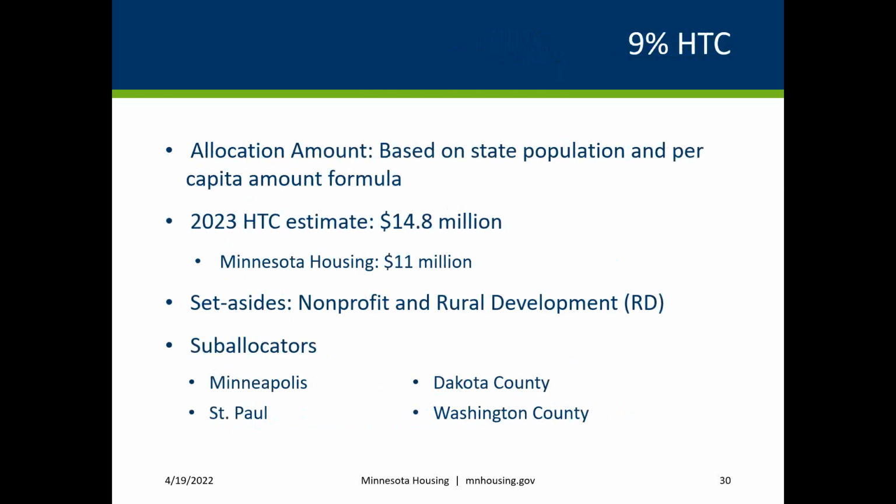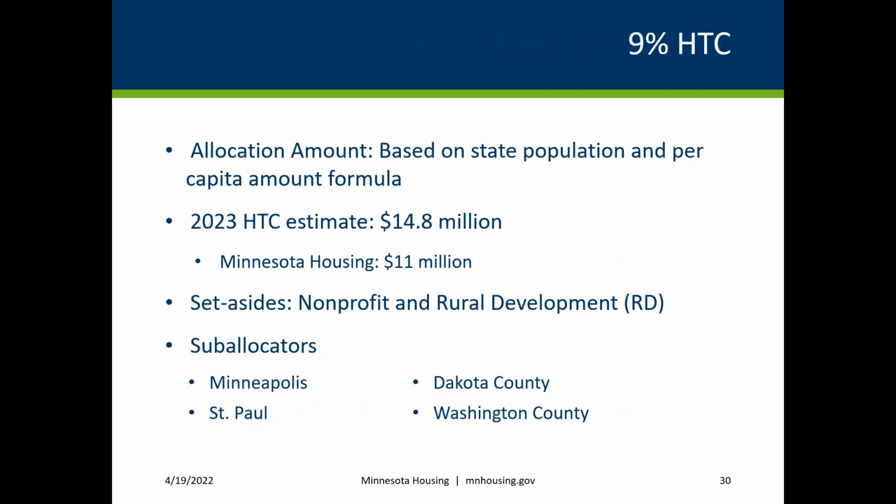So I'll go into a bit more detail on the 9% tax credits, which is a more limited resource. Per federal statute, 9% tax credits are allocated to states based on the state population and a per capita formula. The 2023 Minnesota allocation is estimated to be $14.8 million. And the Minnesota Housing allocation is $11 million. Our QAP also requires us to have set-asides for nonprofit entities and projects using rural development financing. You can see our QAP for more information.